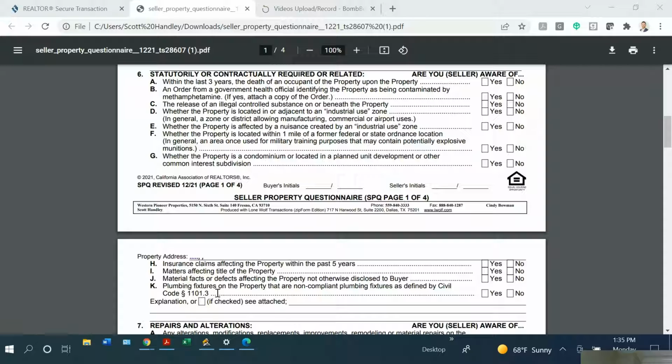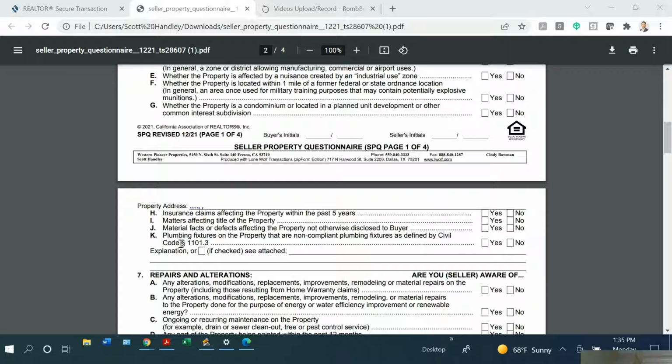Plumbing fixtures on the property that are non-compliant plumbing fixtures as defined by Civil Code 1101.3. We talked about water conserving plumbing fixtures. So if this is a newer house, you have no issues with that. It's a water conserving plumbing fixture. And if they've done any updating since the house was originally built, such as faucets, now they do have screens in them. That's water conserving. So we'll just want to know if there's any upgrades to their plumbing.